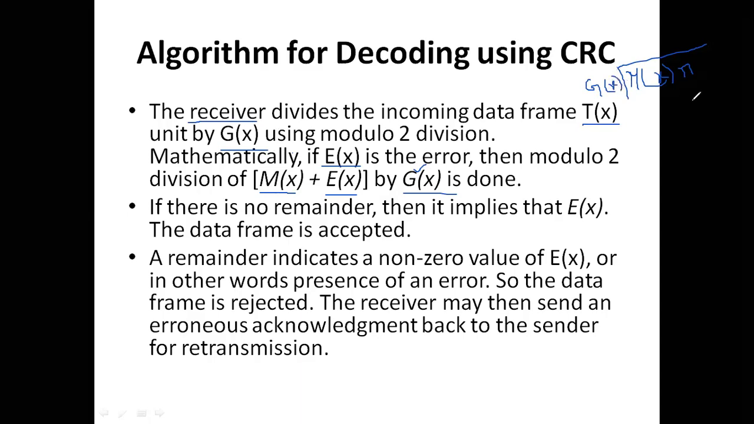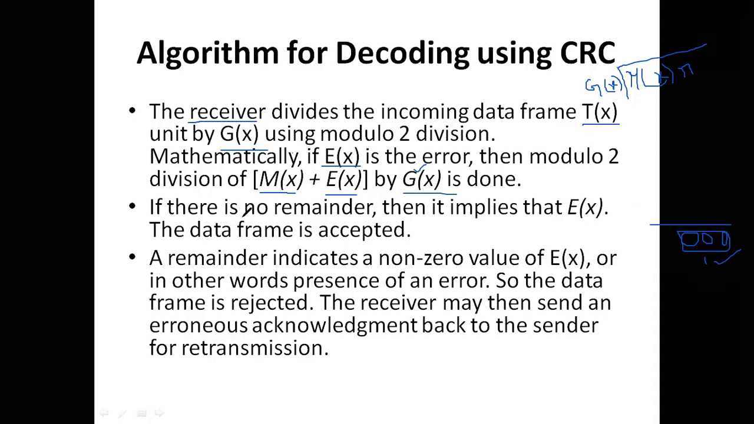When you do this calculation, the final remainder will be all zeros. If you get this, then there is no problem. That means it is acceptable by the receiver. Suppose any bits are having ones, then there is an error. That error can be detected by this process. Then the receiver sends a message to the sender to retransmit the same information because of this error detection.